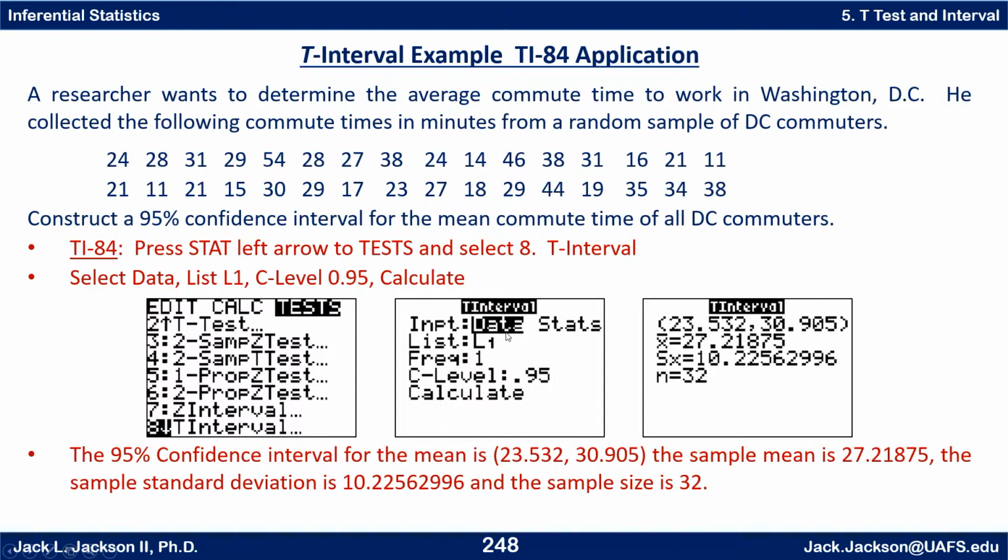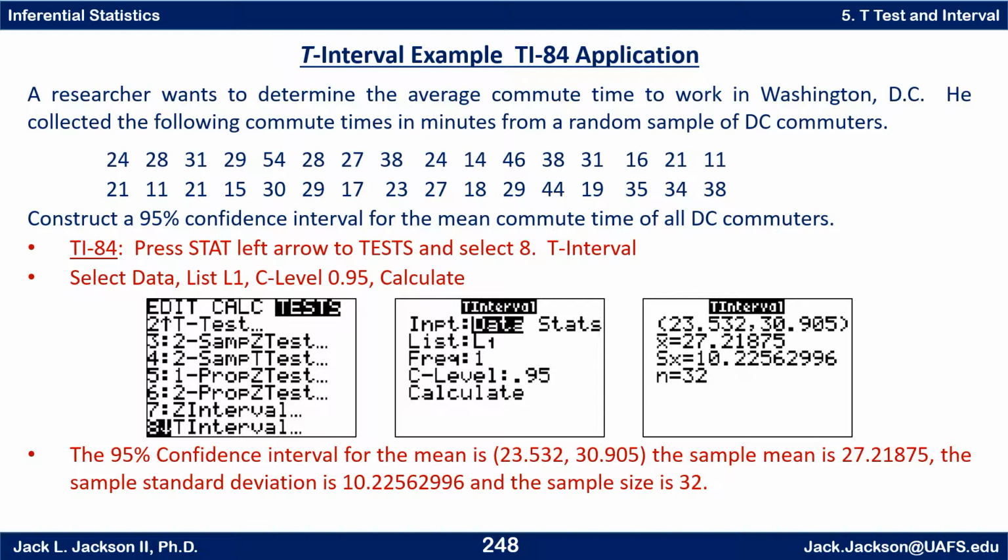It asks you if you have your data entered somewhere or if you have summary statistics computed. In this case, it's data, so you click on data. Our data was stored in list 1, so we type in L1 there, that's second 1. Frequency will always be 1 for mine because I'm not giving you frequency tables. If you had a frequency table and L1 was your data and L2 the frequencies, then of course you would put L2 there. But for us, it's just 1. We put in the confidence level, it's 95%, so we put it in decimal form, 0.95, and then we hit calculate, and just like that, boom, there's a confidence interval.